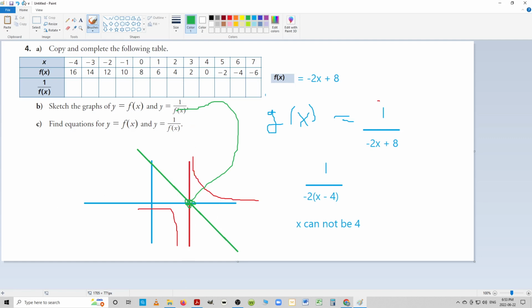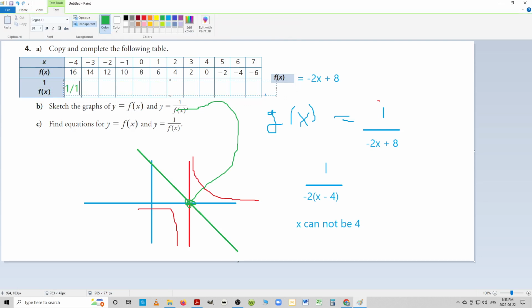Now, what were the actual values over here? Well, what's 1 over f of x, which is just essentially the y values for this x value? Sorry, what is 1 over it? Well, you can just take the same values up above for f of x and put 1 over 16, 1 over 14, 1 over 12, 1 over 10, 1 over 8. So you can just do the reciprocal. So over here, 1 over 2, 0.